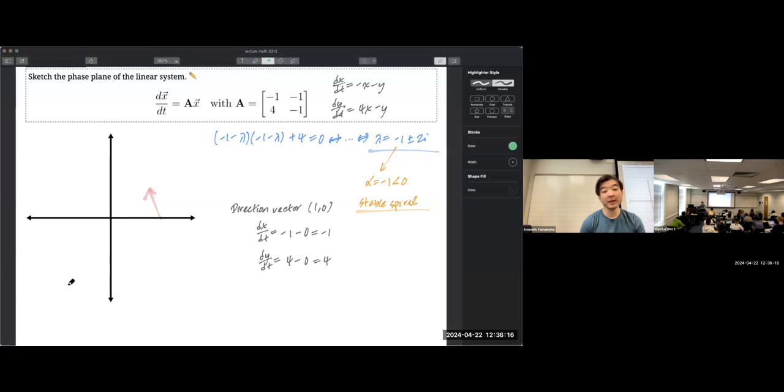It's going to look kind of like this. So you can't draw it any other way than this if you have to go inwards and also follow this direction vector. And see how fast that is?